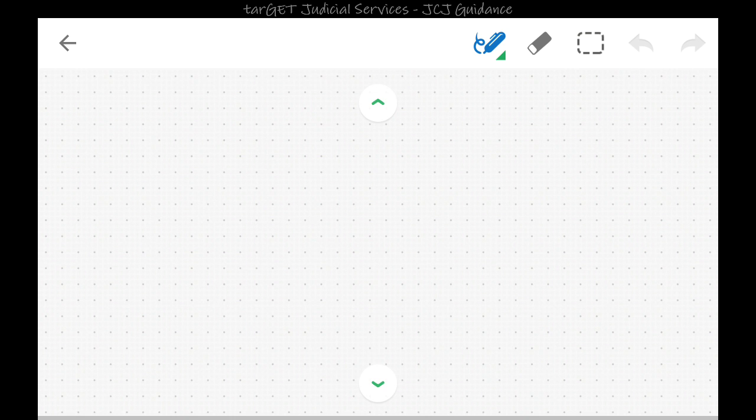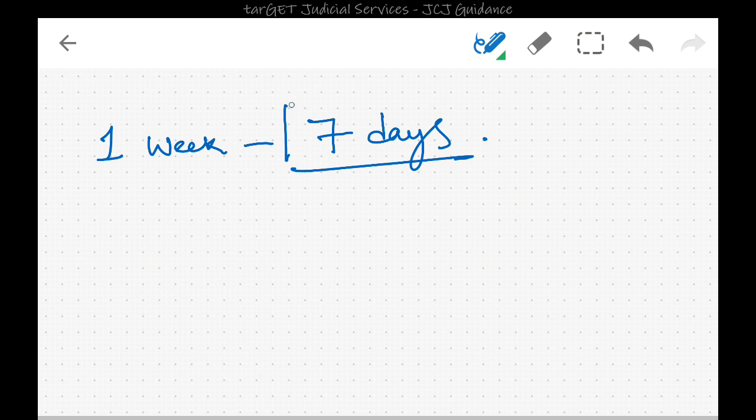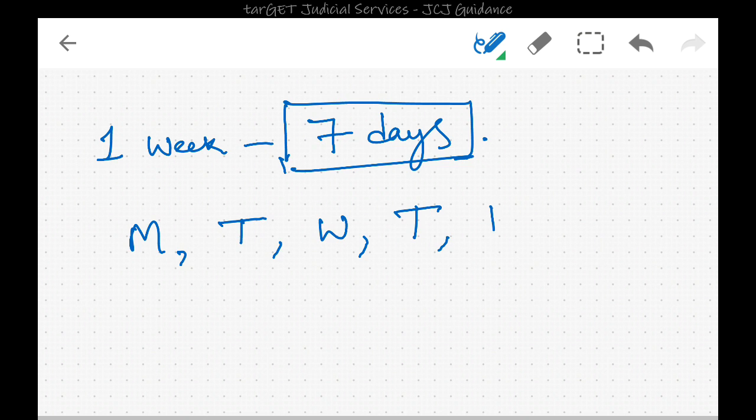So in order to solve these type of problems, first you have to have clarity in some concepts. First thing is, how many days are there in a week? 1 week contains 7 days. This is the basic thing. The week starts from Monday, Tuesday, Wednesday, Thursday, Friday, Saturday and Sunday.